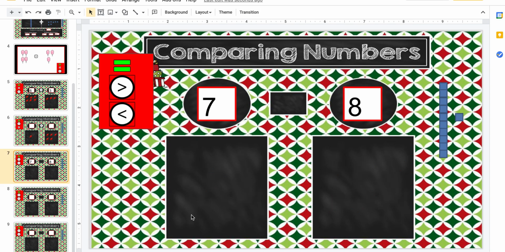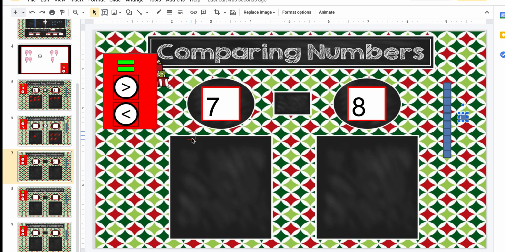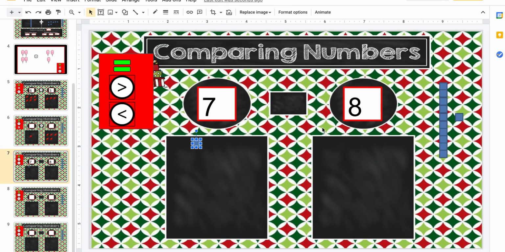So this time I've set up the numbers first. How in the world am I going to set up this problem? Well, this is what you're going to be doing on calendar time. You're going to look at the number in the box and set it up using your base 10 blocks. So I see this number is 7. So I'm going to set it up using my base 10 blocks. Okay?